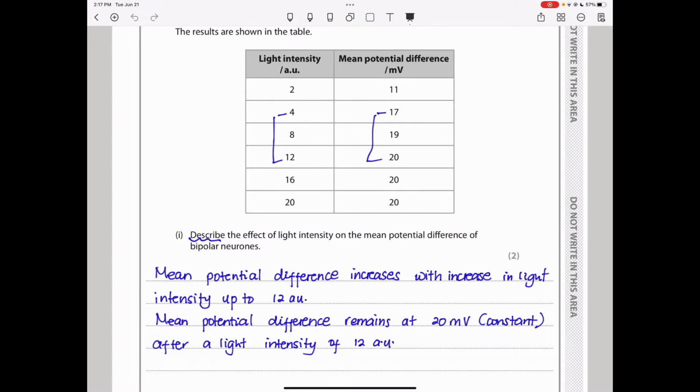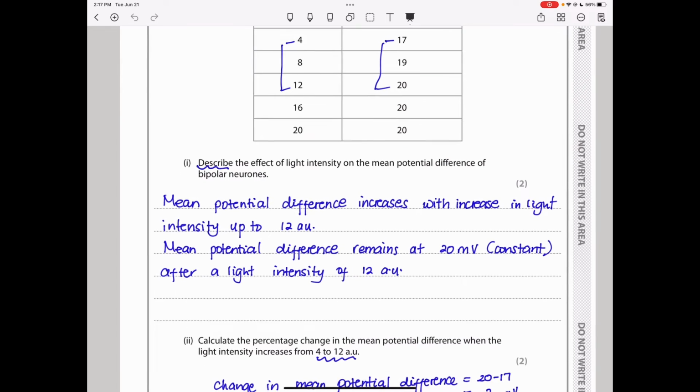Okay, so the first question says, describe the effect of light intensity on the mean potential difference of bipolar neuron. As you can see, moving from up here to down, the light intensity increases, and there is an increase in mean potential difference until this point here. So we can say the mean potential difference increases with increase in light intensity up to 12 AU. Then the mean potential difference remains at 20 millivolts, which is going to be constant after the light intensity reaches that. So basically after that, it will remain constant no matter the increase in light intensity. That is how we can describe what is occurring here.